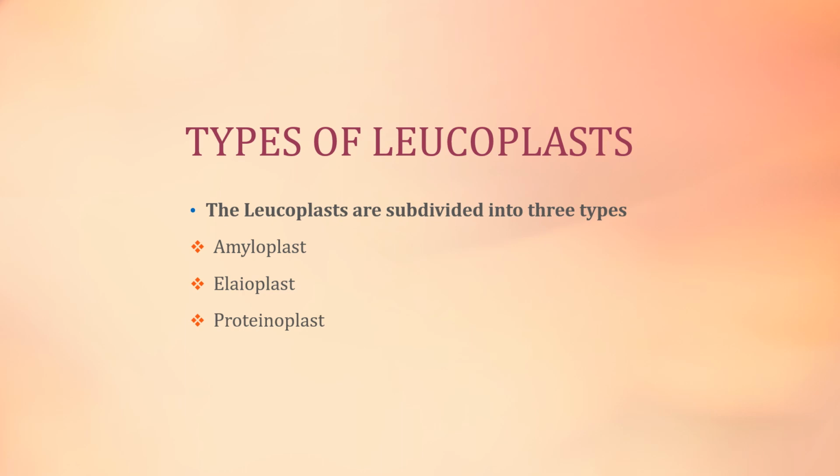This colorless plastid is found in the epidermal cells of Orchidaceae and Liliaceae. It stores oils. Proteinoplast. This is a colorless plastid. This colorless plastid is found in seeds and nuts. It stores proteins.